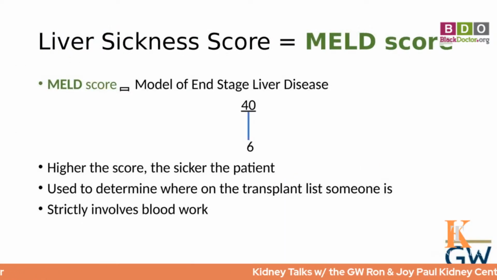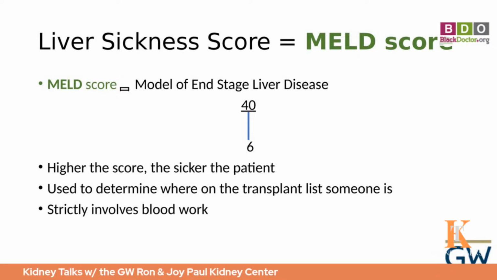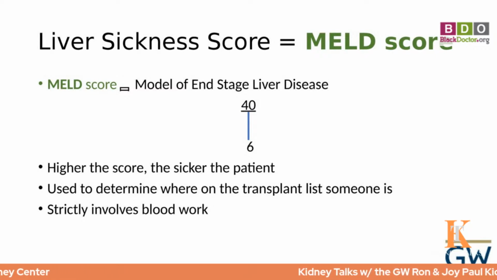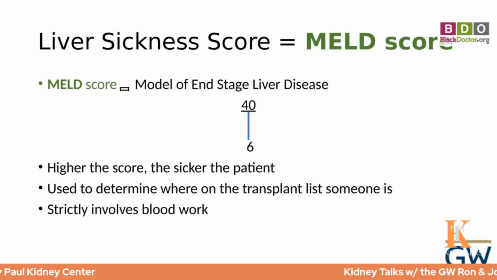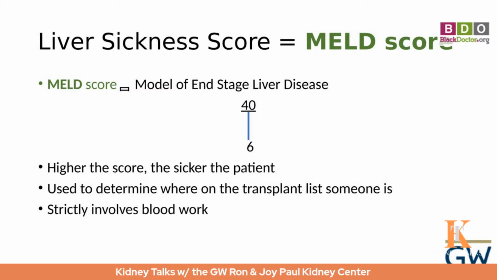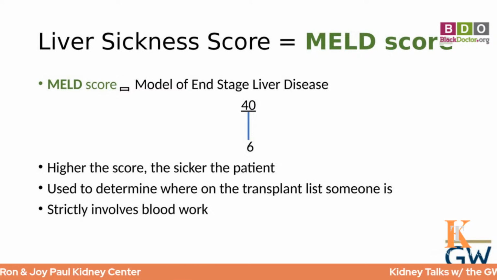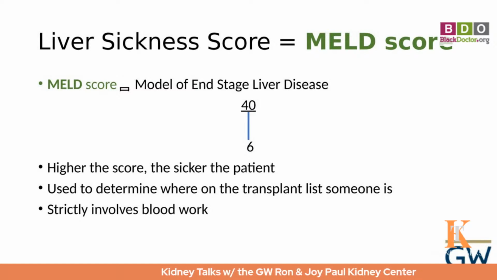So how do we assess how sick someone is once they have cirrhosis? That's when we look at what's called the MELD score. The MELD score stands for Model of End-Stage Liver Disease. The highest it goes is 40, and the lowest it goes is 6. The higher the score, the sicker the patient. This is a score that usually determines how sick someone is, and when they're on that liver transplant list, we grade them on the list based off that score. So if you are on the list for transplant, the higher your score, the higher you're going to be on the list and closer to transplant.